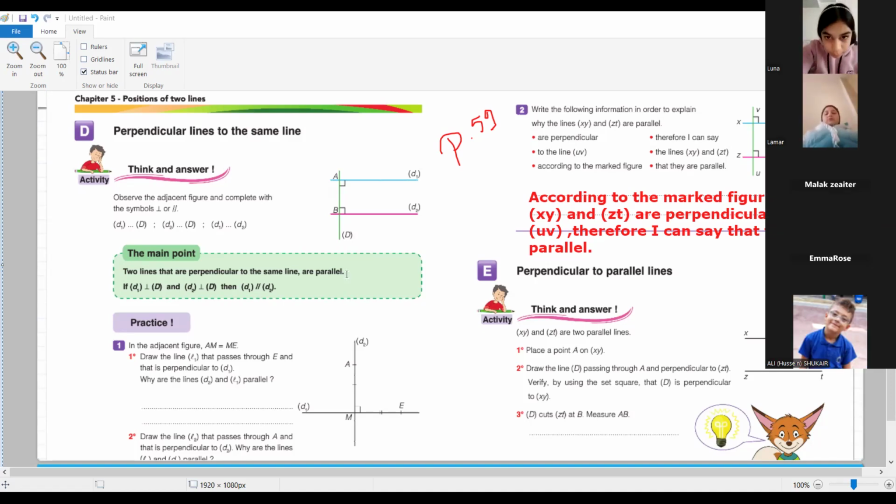What exercise should we do? Exercise 1 in page 58, the practice. You have to draw in exercise 1. Yeah, let's start drawing and then we're gonna do it together.